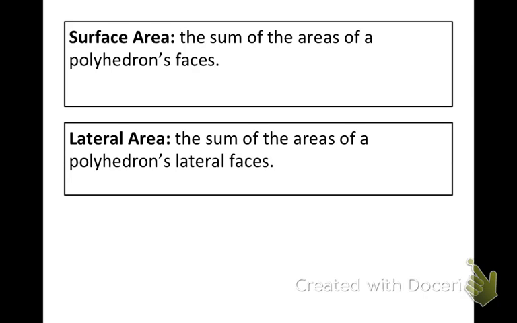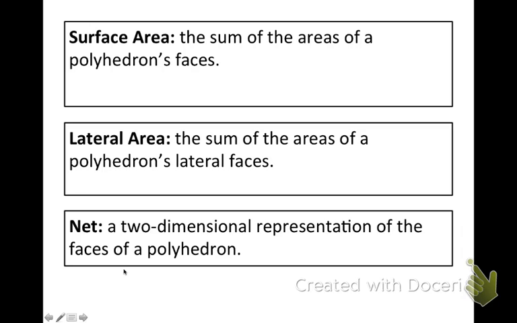Last definition we need to cover is a net. How many of you guys have seen a cardboard box flattened completely? Have you seen flattened cardboard boxes in your life? If I were to take the tape off of this and flatten it completely down, I would have the net of this prism. And a net is a 2-dimensional representation of the faces of a polyhedron.